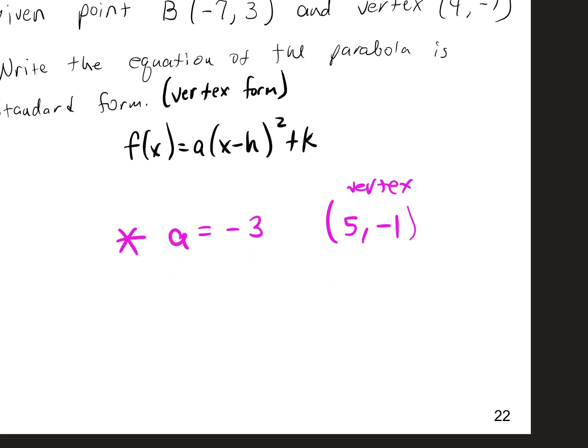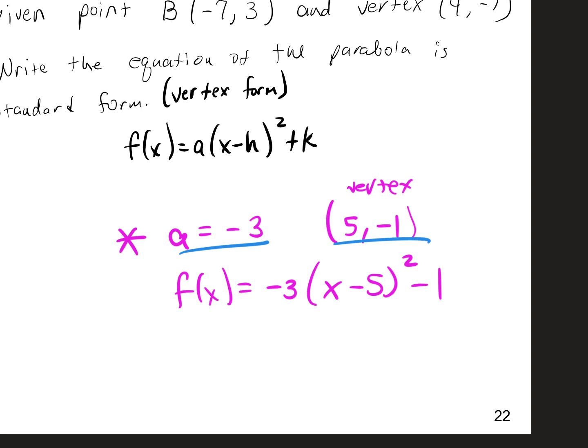All right, if you had that information and you were going to write in vertex form, what would your parabola equation look like? f of x equals what? Negative 3, x minus 5, good, squared. And then what? Minus 1, all right? What are the two things you have to have in order to write your equation in vertex form? You have to have the a, and you have to have the vertex, okay?